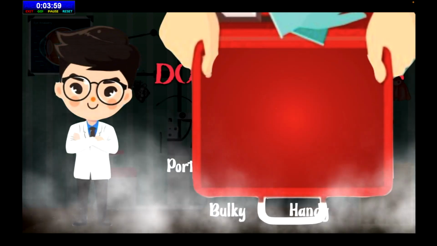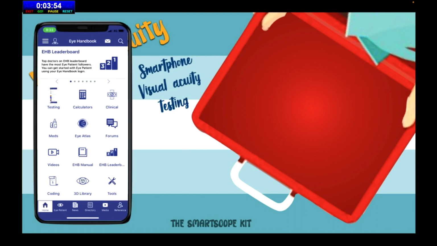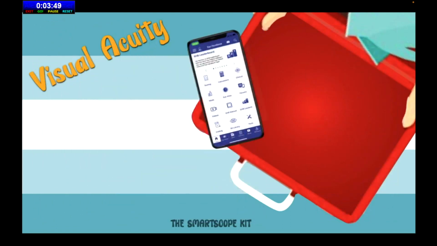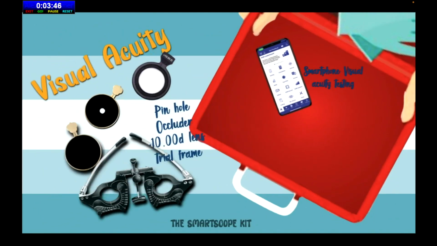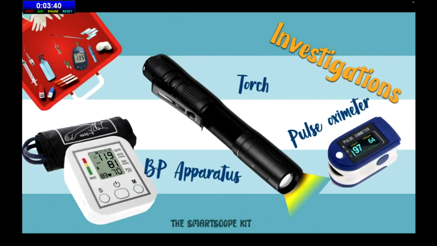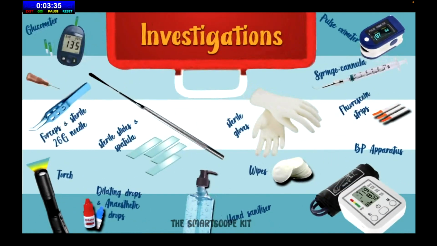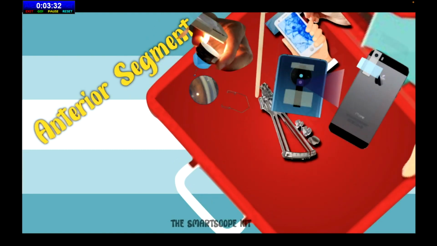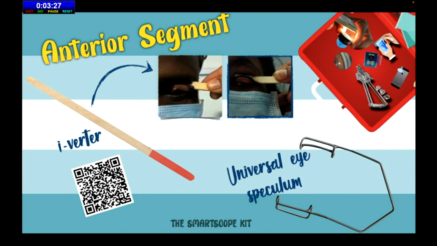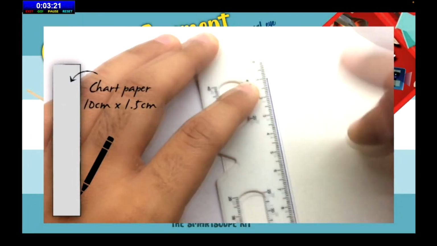So to reduce all these problems, we've introduced the Smart Scope Kit, as we have already seen. Over here we use the Eye Handbook, a free application, for vision testing. And then we have a few other instruments like a pinhole and occluder to get the visual acuity as soon as possible. These are all the systemic investigations that we have for the trauma cases to be checked. The major problems are in the anterior segment area where we cannot document, and these are the instruments which we use over here. The iVerter and the universal speculum help us to take out foreign bodies.